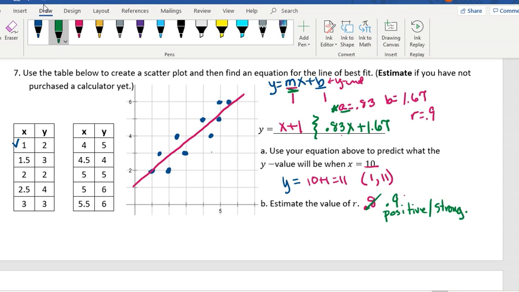So you just had your first example of what this can look like. You may go, that looks kind of weak to me because it's not all on the line or right beside the line. That's okay. This 0.9 means it's strong. So what I want to do is show you real quick what weak and strong looks like.